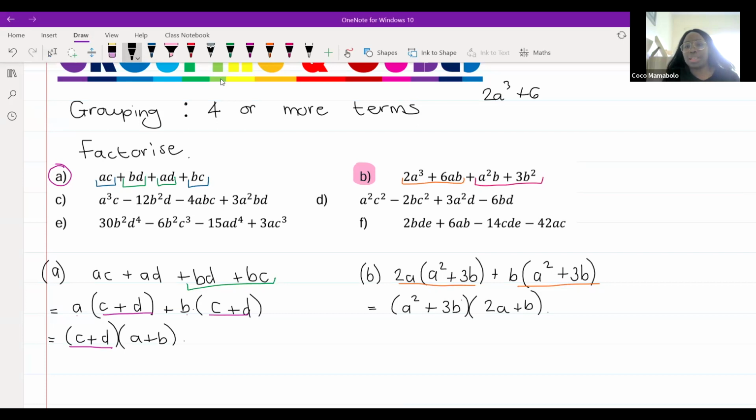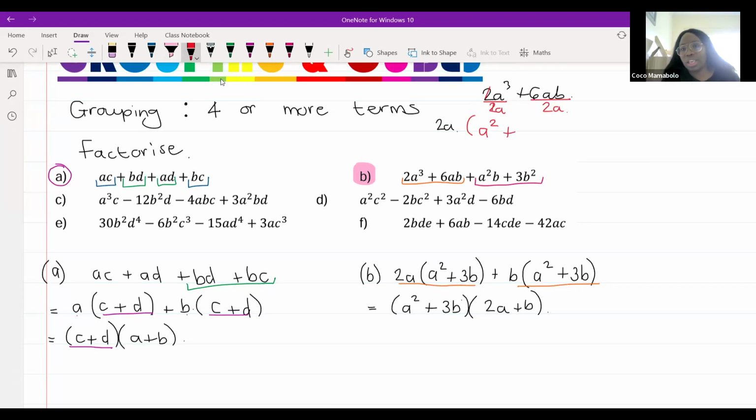2a cubed plus 6ab. Now, remember, if we take 2a out as a common factor, what we're actually doing is dividing this part by 2a, and dividing this part by 2a. Now, 2 divided by 2 will give me 1. A cubed divided by a, what will that give us? A squared. Correct, it will give us a squared.